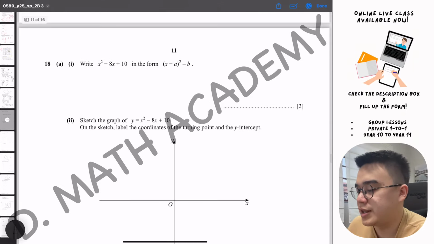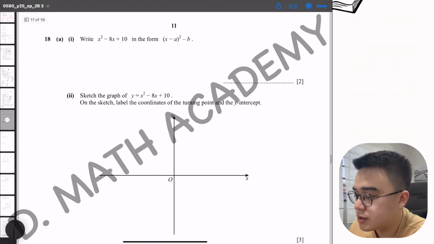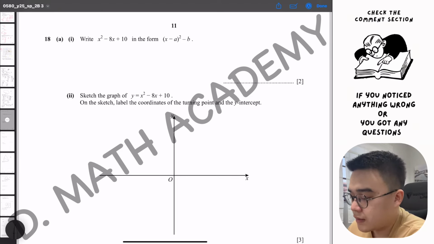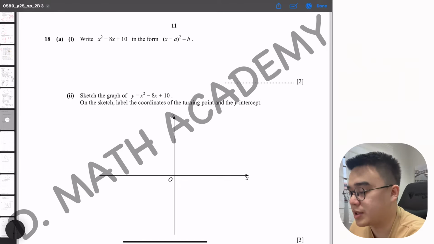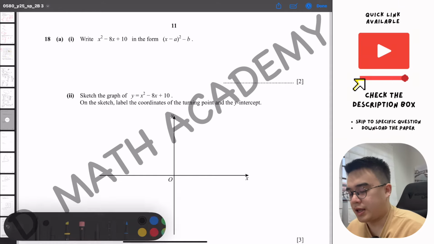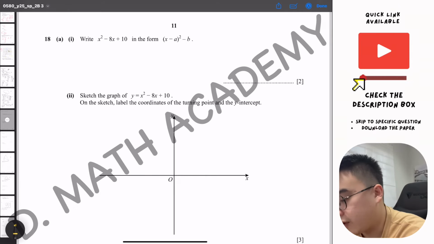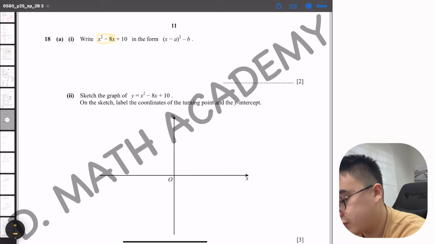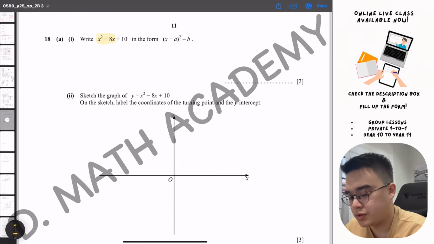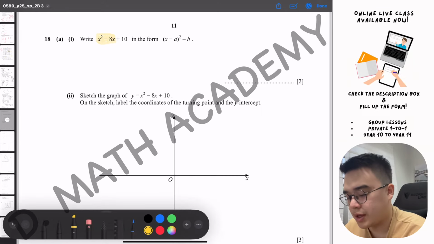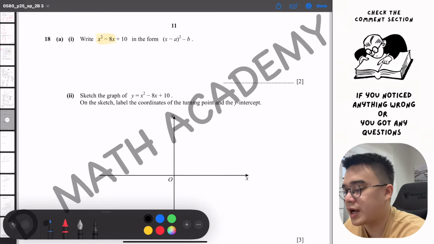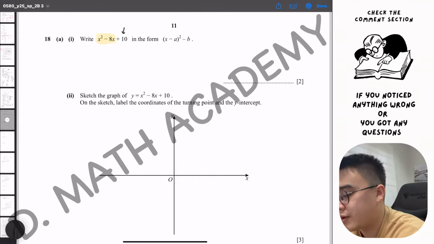Next, question 18, asking us to sketch this out. First part is called the basic completing the square. Again, this is a formula that I like to use. I'll focus on the first two. And I always call this thing that I didn't highlight the leftover.